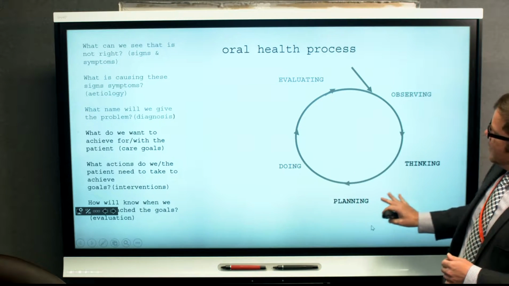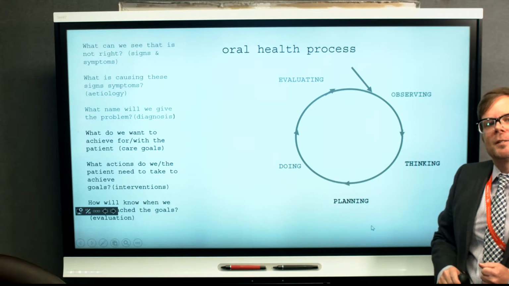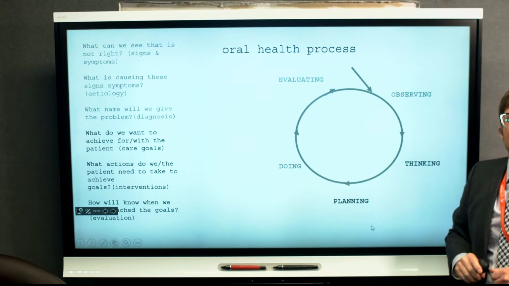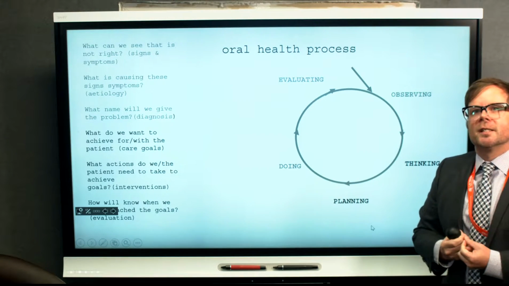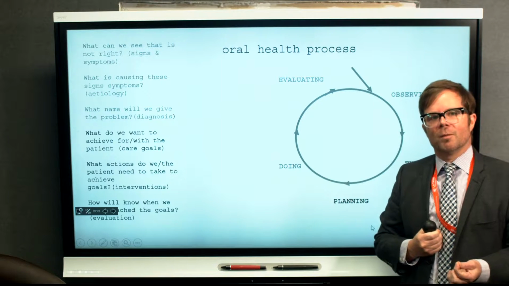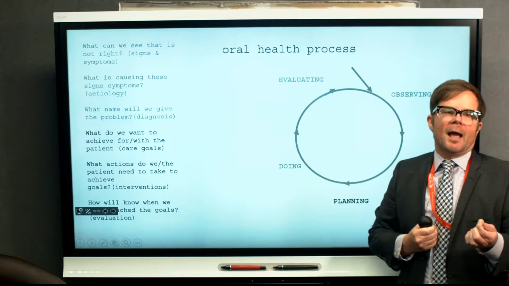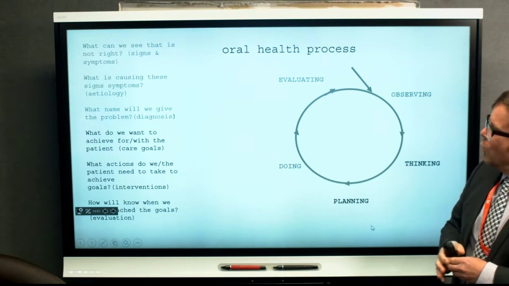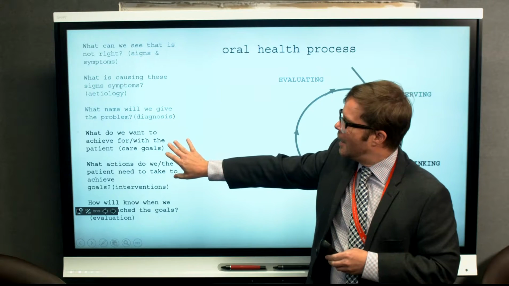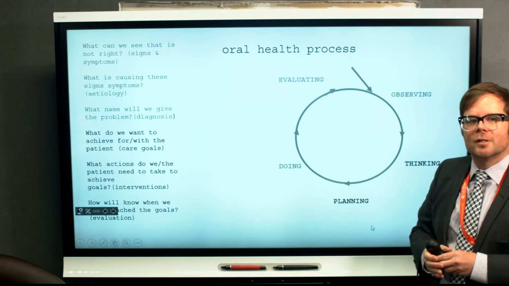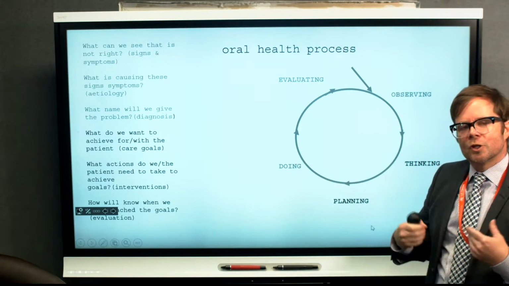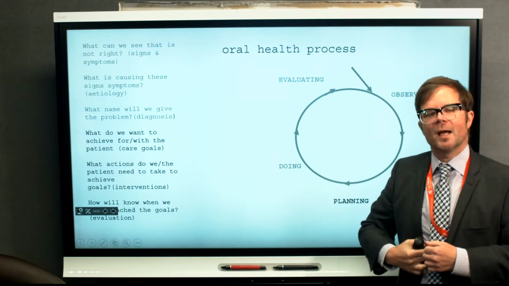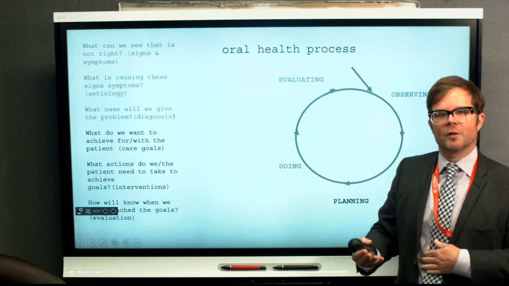The next areas we're looking at are thinking and planning. So once we have worked through these questions, we then want to ask ourselves, given what they're presenting with, given what is causing the problems, and having given it a label, we have actually named it and identified it as a problem, what can we do with the patient or to the patient, for them, to achieve better outcomes?